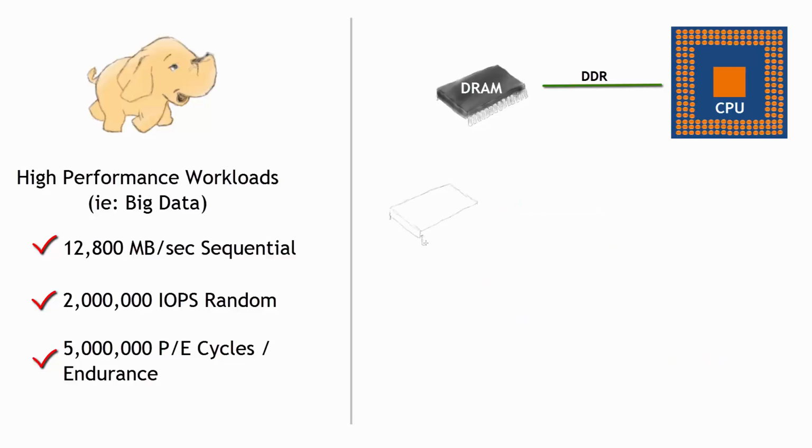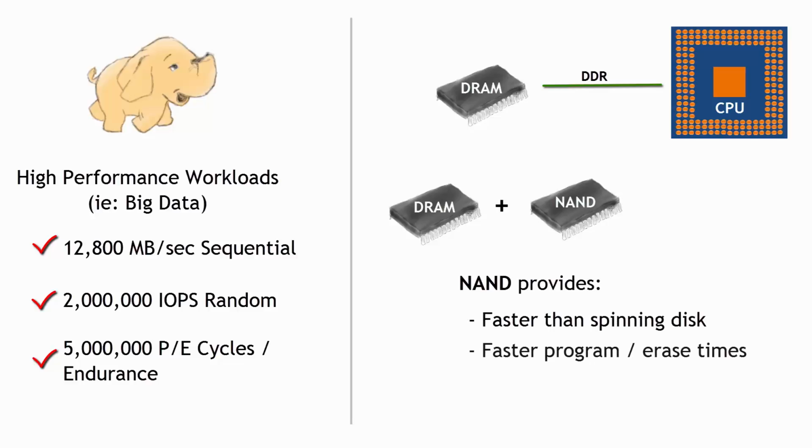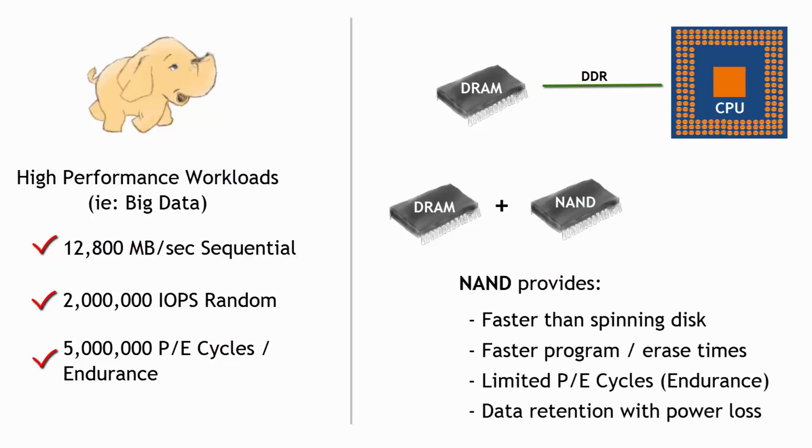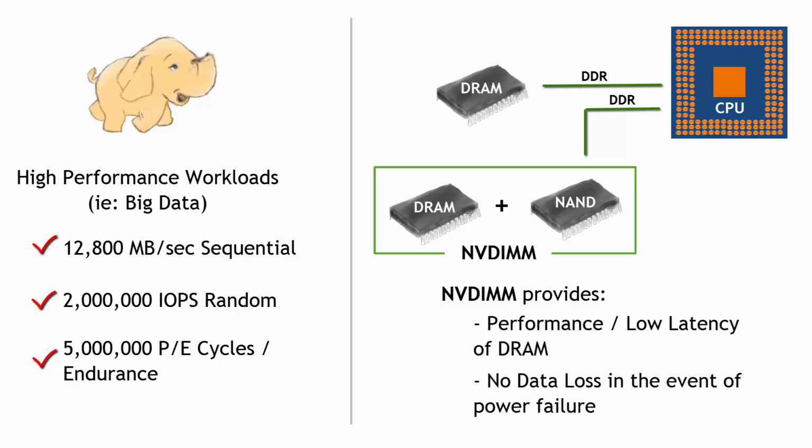And so now let's talk about that next phase, which is DRAM plus NAND technology. So NAND provides us with other features. It's faster than spinning disk, has limited endurance, and data is retained when we lose power. So we're keeping our data, but we're sacrificing some of our performance. Now put those two together and you have NVDIMM. This is the best of both of these worlds. It's going to give us the performance that we want with low latency and no data loss in the event of a power failure.